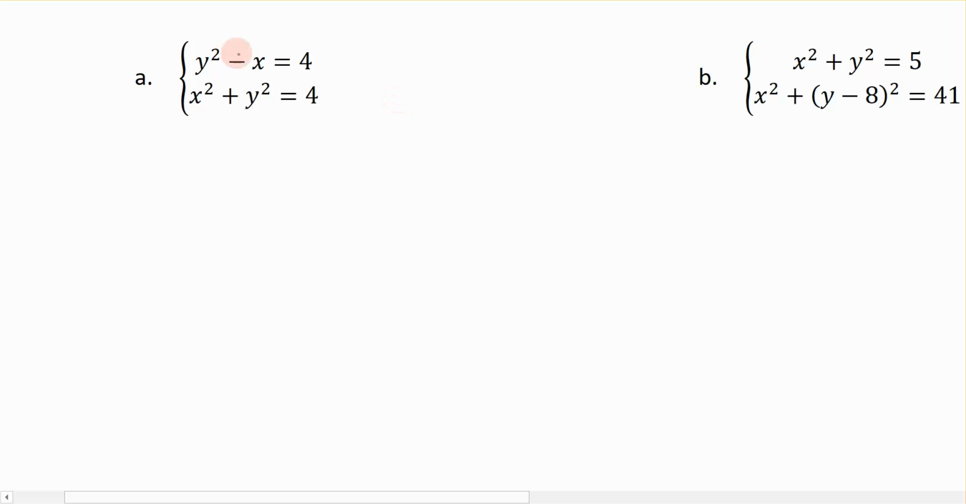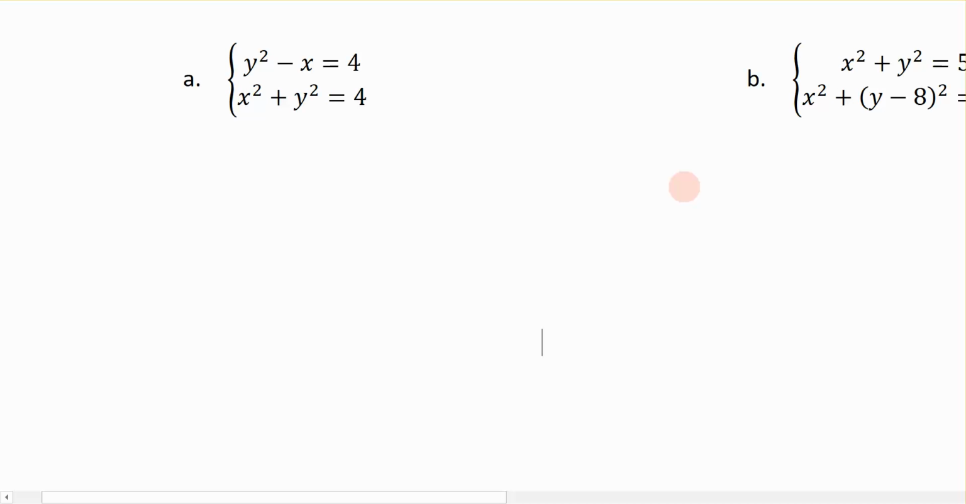The idea though is if I'm using the addition method, I want to be able to add like terms together to get 0. So I have a y squared and an x squared and a y squared. These two y squareds are the only candidates for me to be able to add together to get 0. So let's rearrange the equations, lining the like terms up.